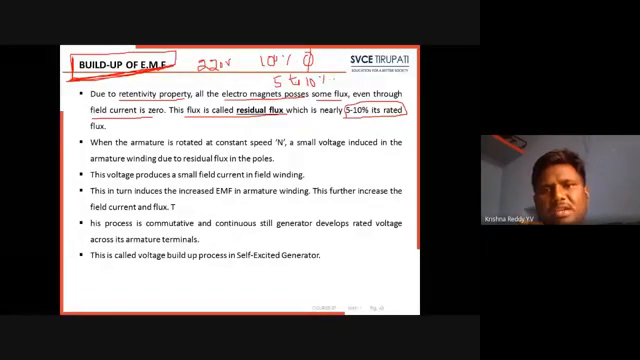So, how are we getting this residual flux? How are we getting this residual flux?